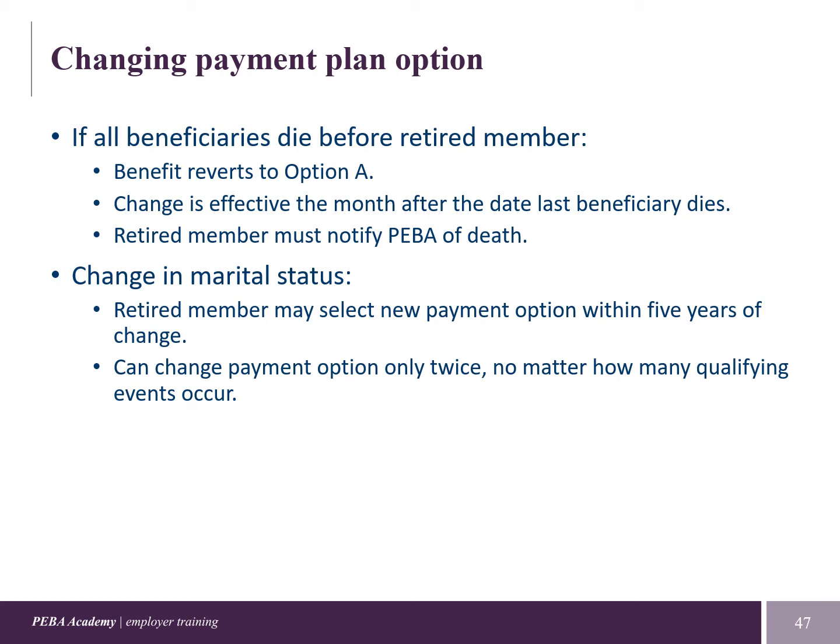By statute, a member may change his payment option and beneficiaries if he has a change in marital status. The member has 5 years from the qualifying event to make any changes. Regardless of how many qualifying events occur, only 2 payment option changes are allowed.